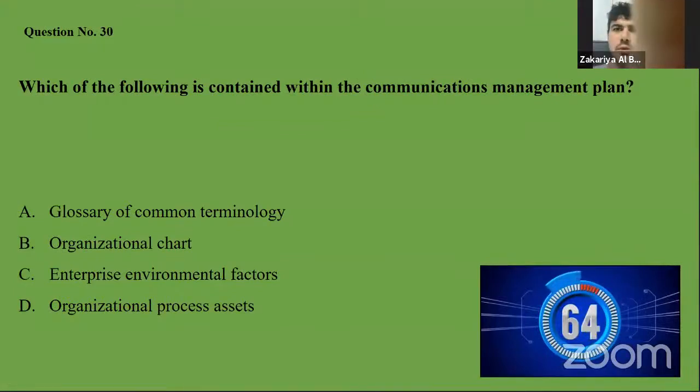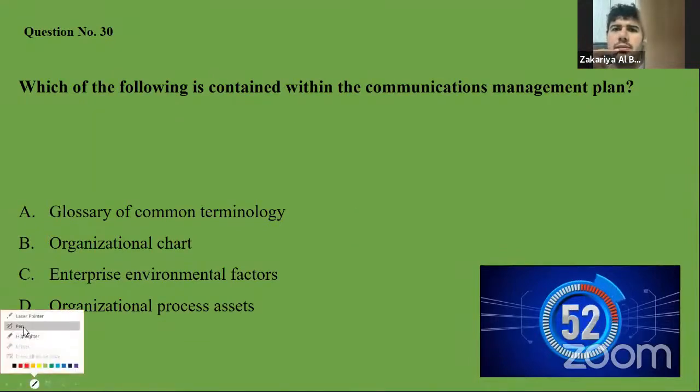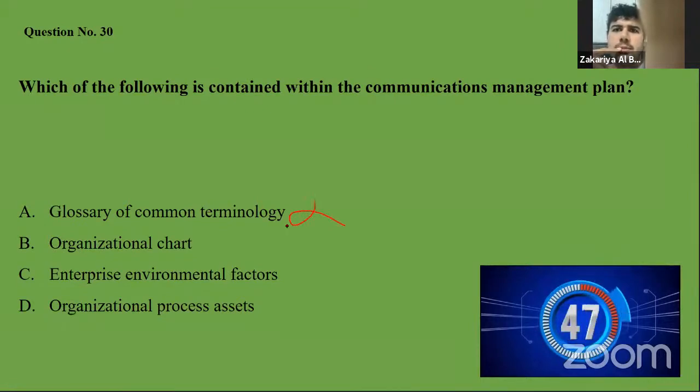Sorry. So which of the following is contained within the communications management plan? A, glossary of common terminology. That's very basic and it doesn't really give any information. B, organizational chart. The organizational chart shouldn't be done within the communication management plan. From what I remember, enterprise environmental factors. OPA is mostly, wait, I'm trying to remember. And then organizational process assets, I never heard of that.